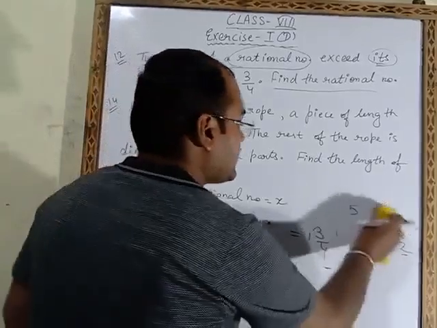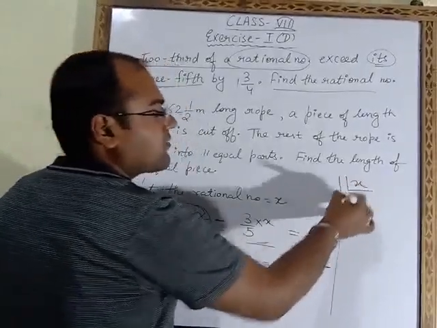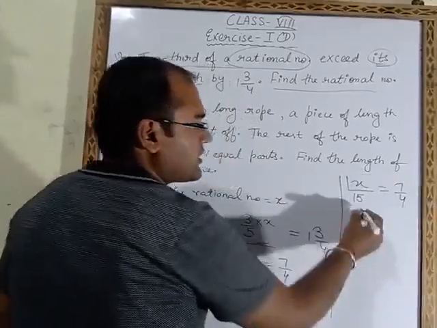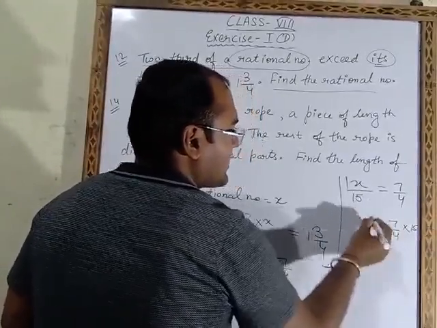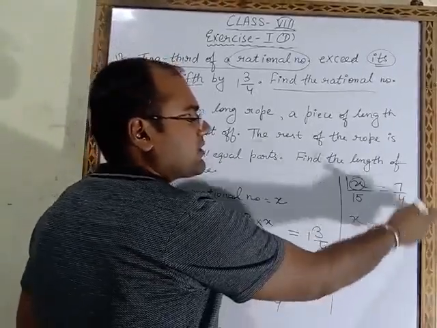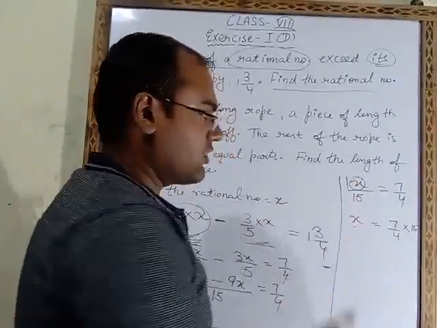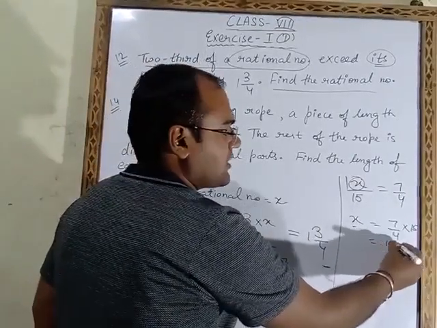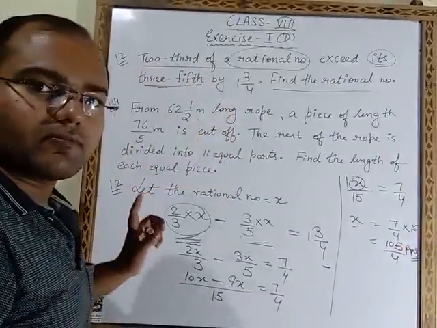Now what will be the next step? 10x minus 9x will be x, or 1x upon 15 is equal to 7 upon 4. This 15 is in divide, so we will bring it to the right side in multiply: 7 upon 4 multiply 15. Only x will remain on the left, because 1x means x only, no need to put 1. Now nothing will get cancelled. We will multiply these numbers: 7 times 15 is 105 upon 4. So this is your final answer of question number 12.